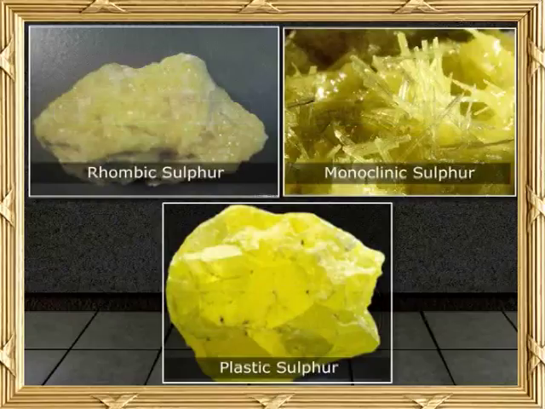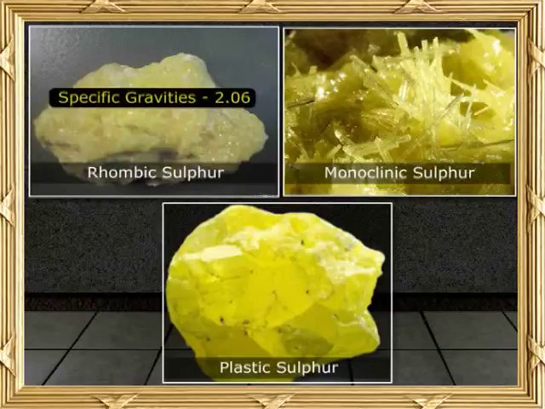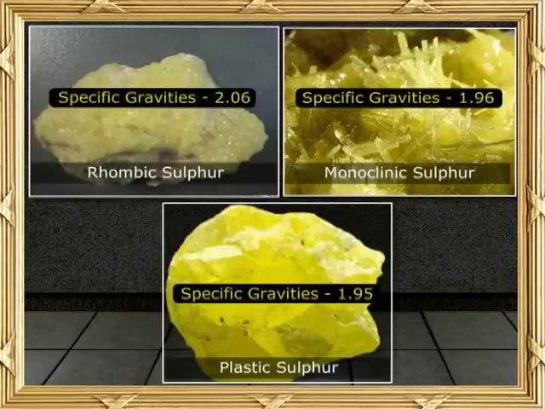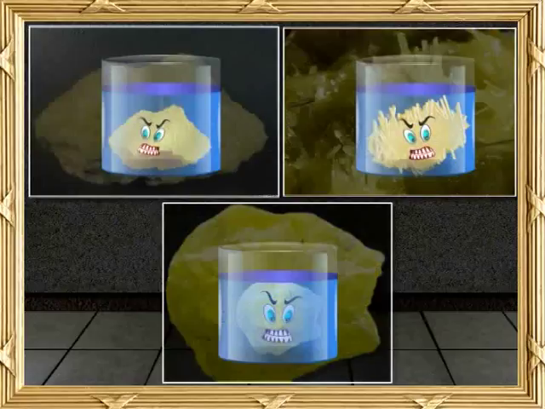Let's look at their gravities. Rhombic, monoclinic and plastic sulfur have 2.06, 1.96 and 1.95 respectively. All of these allotropic forms are insoluble in water.